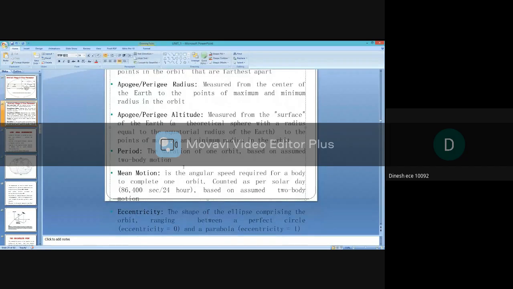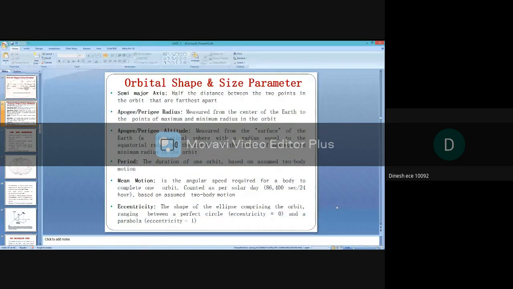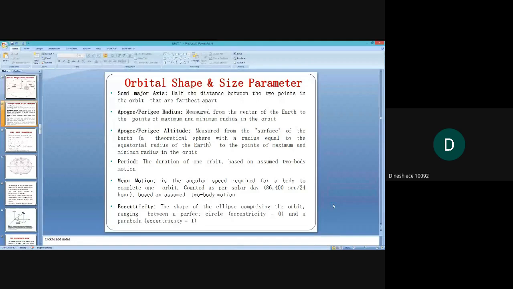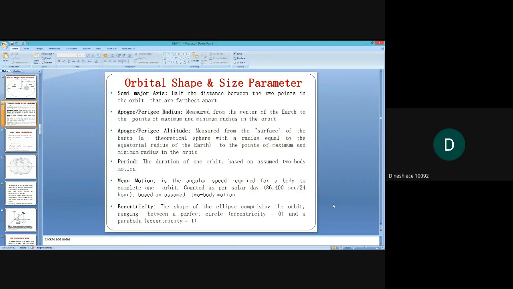So next is the eccentricity. Eccentricity is the shape of the ellipse comprising the orbit, ranging between a perfect circle and a parabola. So from a perfect circle to a parabola, it will have a value. That value is your eccentricity. So eccentricity equal to 0 is a circle, and if it is equal to 1, it is a parabola.